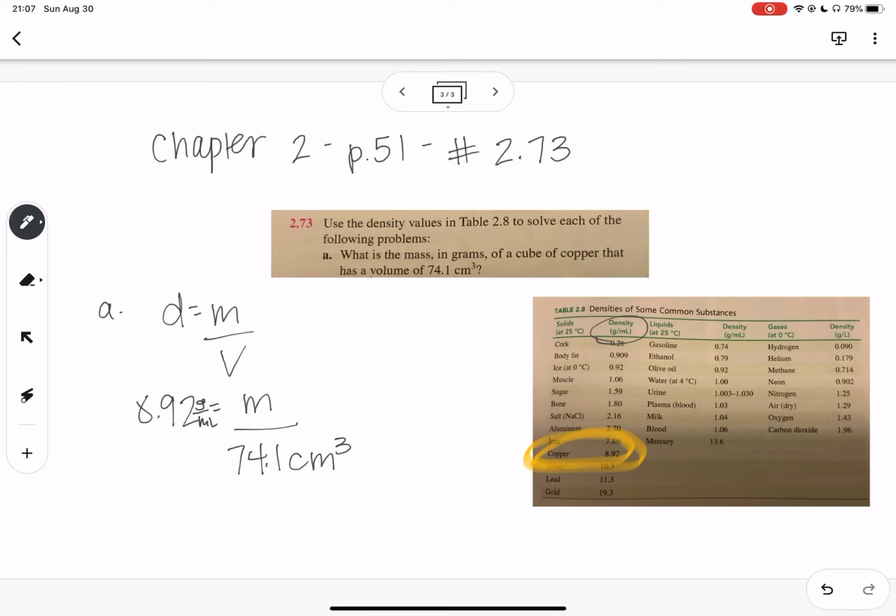All right, so now I need to solve for mass. So we're going to isolate the variable. In order to do that, we're going to multiply both sides by 74.1. This cancels, and I have 74.1 times 8.92. So I'm going to type that into the calculator, and I get 660.972 grams. All right, and that concludes this video. I hope that helps. Please let me know.